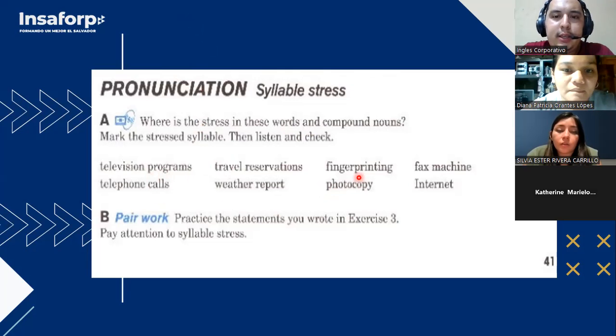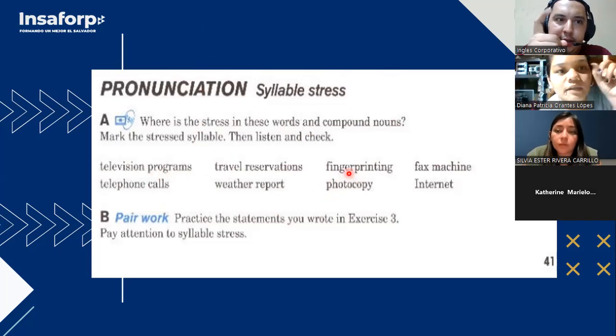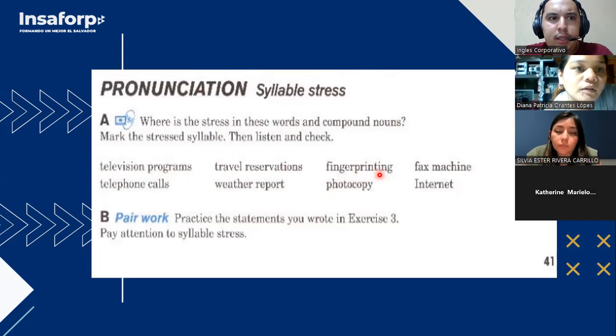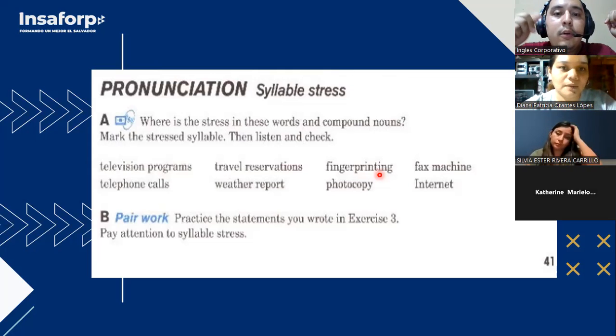Okay, let's see here. Finger is one word. What is finger? It is your finger. What is printing? Printing might be when you are printing something or when you are stamping something on a paper. But if you put them together, you say fingerprint. Those two words, when you put them together, make a whole different meaning, a new word. Fingerprint.